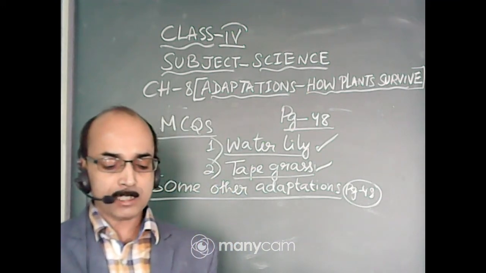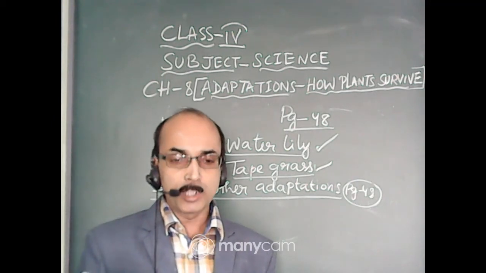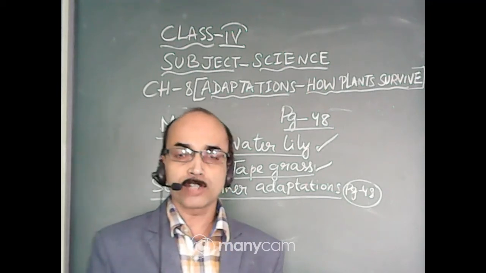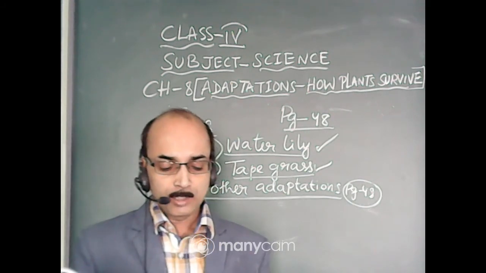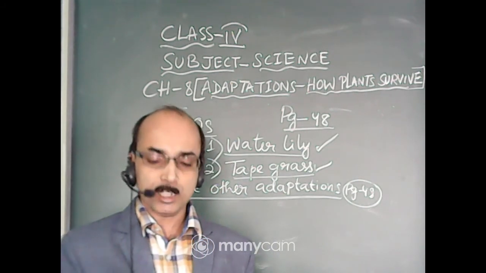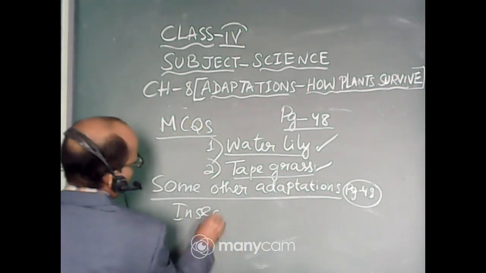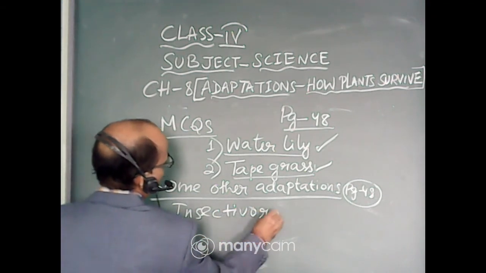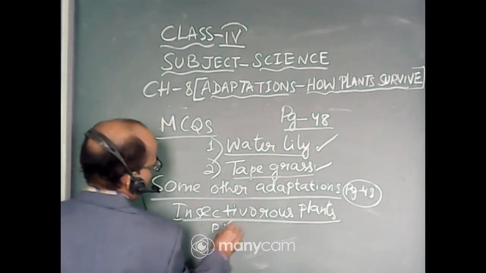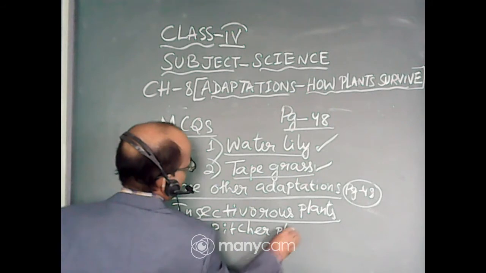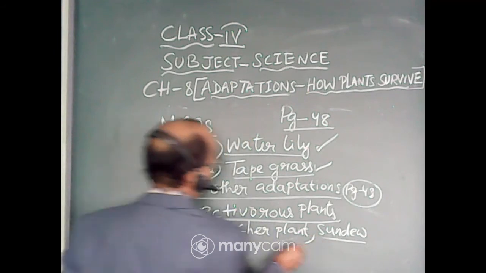Insectivorous plants. Some plants like Venus flytrap, sundew and pitcher plant are carnivorous in nature. They eat insects, so they are called insectivorous plants. So I will write here insectivorous plants. Pitcher plant I can write. Sundew I can write.